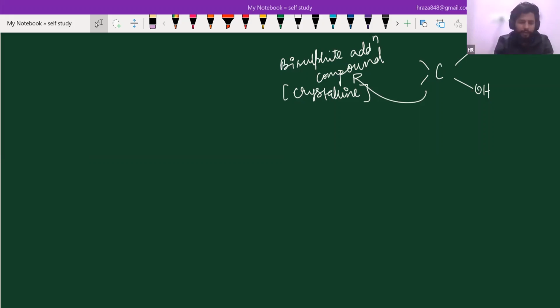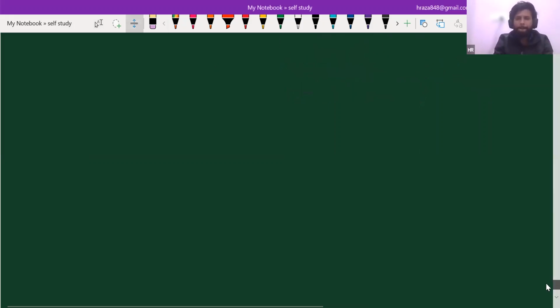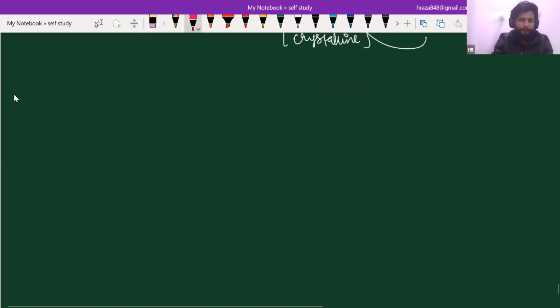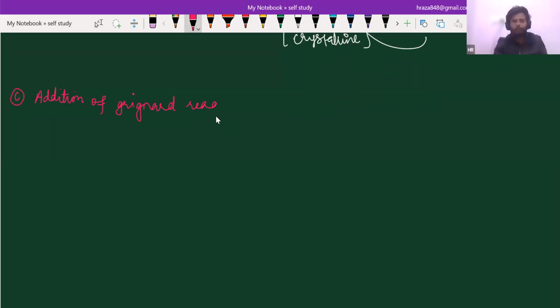Now we are moving to the next, that is C, which is basically your addition of Grignard reagent. Addition of Grignard reagent. And you have studied this in the previous chapter. I will go on.